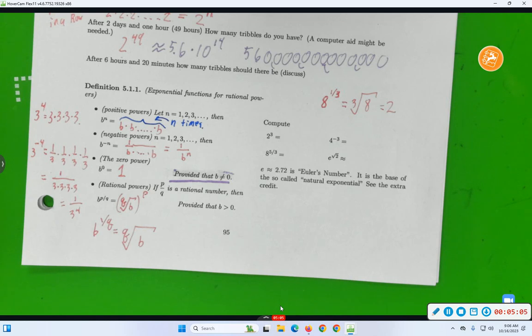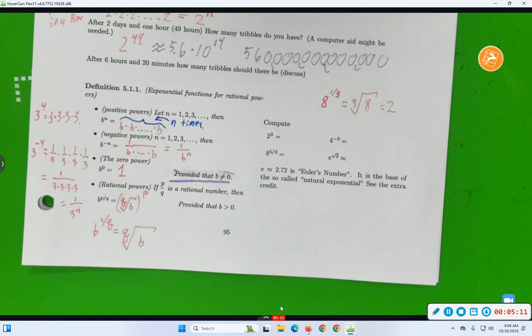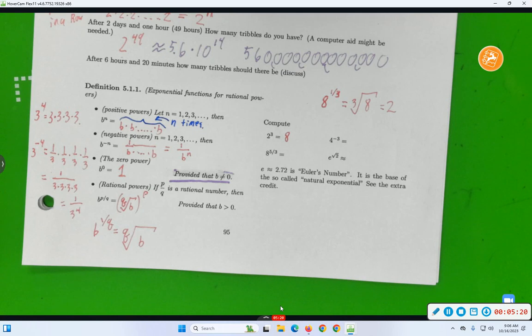So let's just use these ideas to make some computations. What's 2 cubed? Right here, 8? Yeah, because it's 2 times 2 times 2. 8. 4 to the power of negative 3.